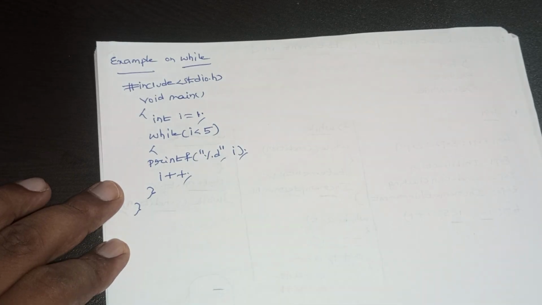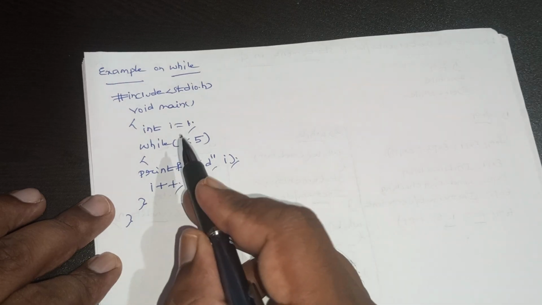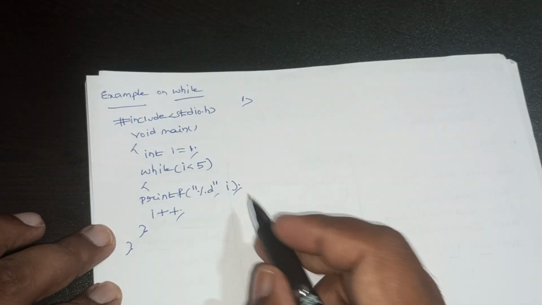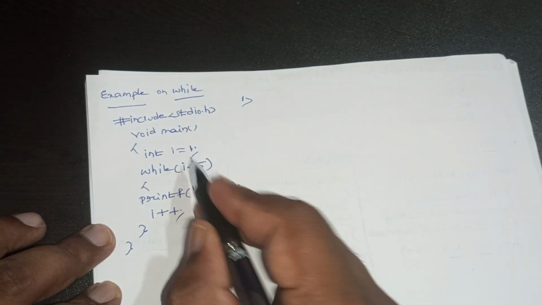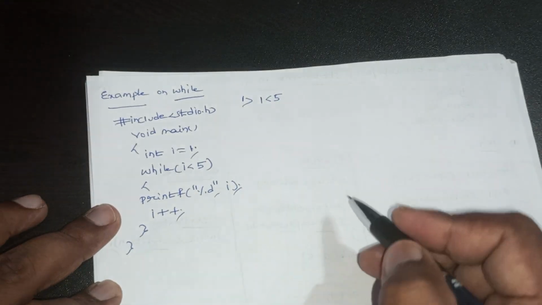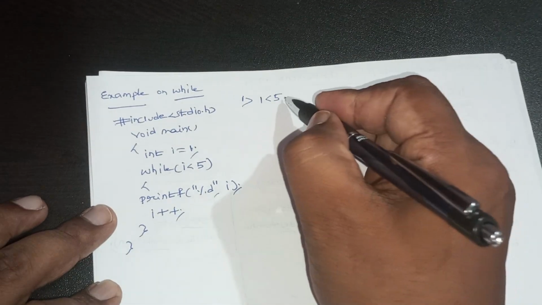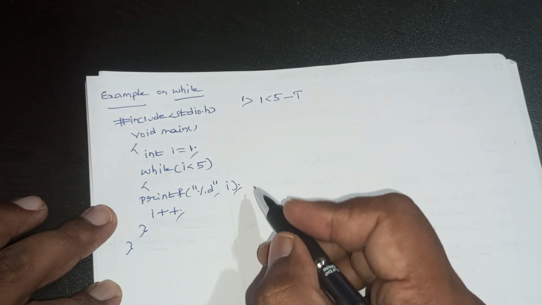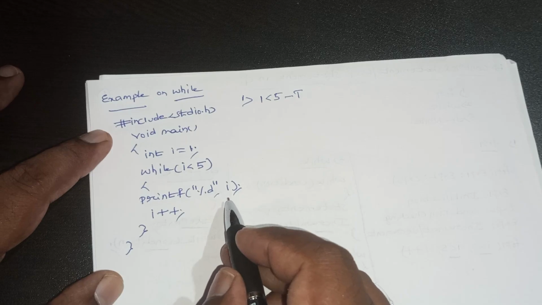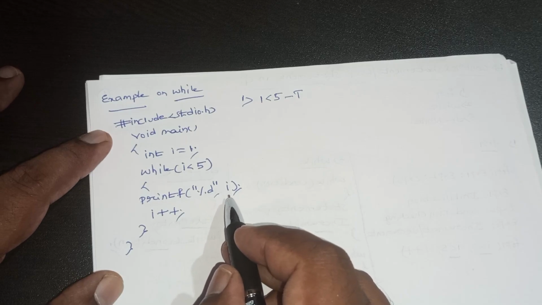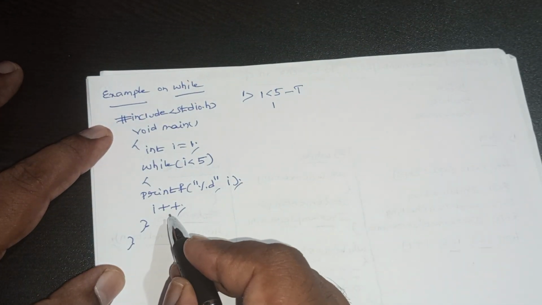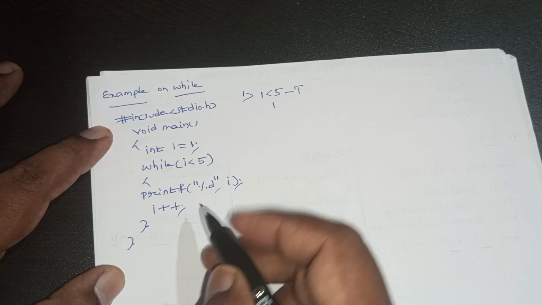Now start the execution. Where do I have to start? Again same as the for loop, you give some numbering here. First of all, I equal to 1. Then check the condition. 1 less than 5, condition true or false? Condition is true. Because the condition is true, I have to execute this statement, print percentage d I. What am I having? So I am printing 1. Now what is I plus plus? It means increment by 1. Now I becomes 2.